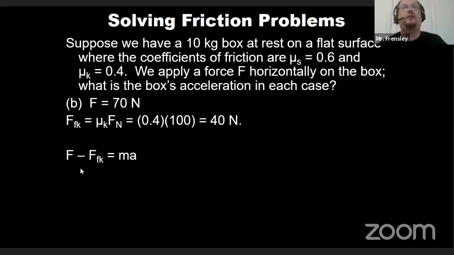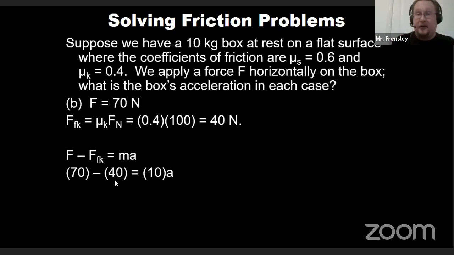It's not just force equals ma. No, it's the force that helps acceleration minus the force that is opposed to acceleration equals ma. So the force that's helping acceleration is my applied 70 newtons, but kinetic friction is opposing acceleration with its 40 newtons, the best that kinetic friction can ever do, and kinetic friction always does his best. That's equal to ma, which is 10a. So then I get an acceleration of 3.